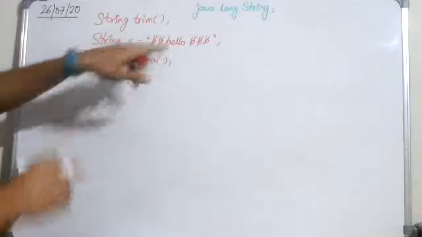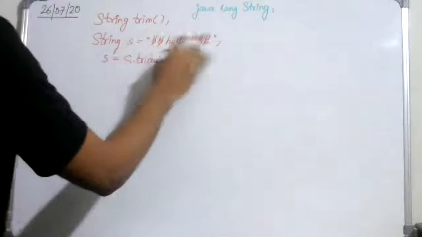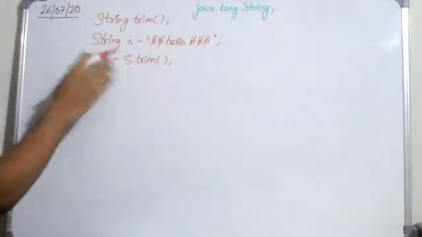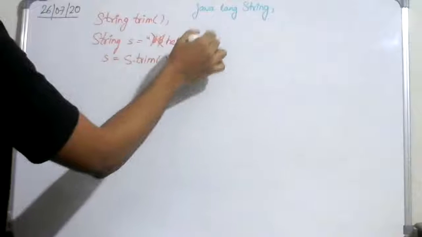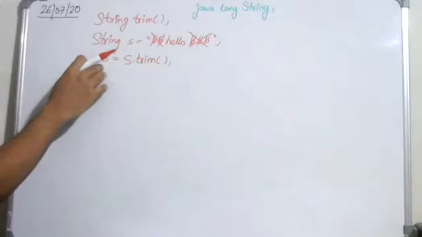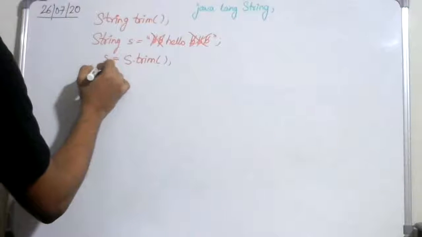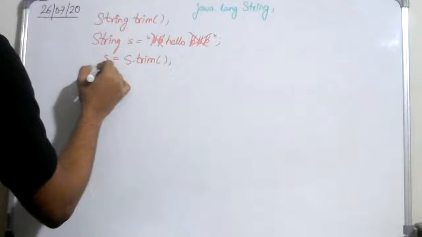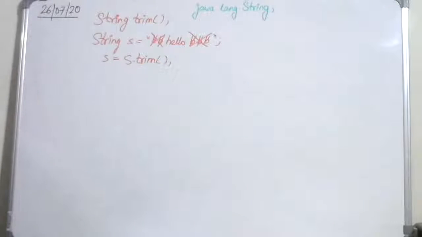So let's just do it fresh. Let's say I have this particular string value. On calling the s dot trim function, it deletes the extra spaces, and I store that value, after deleting the extra spaces, in the original variable itself. Now if I print this particular value, I'll get the string without spaces.